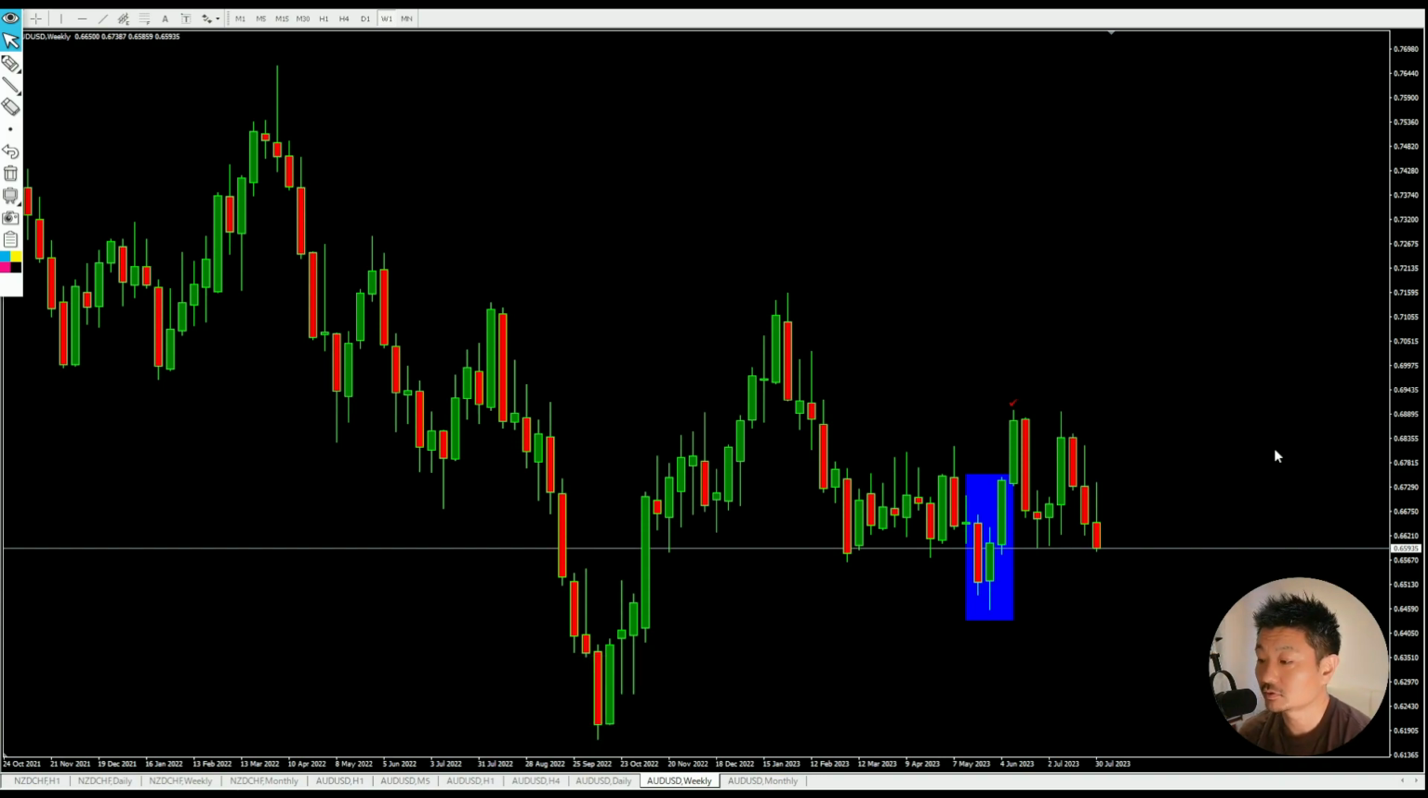Okay, let's cover the Aussie USD. This is a weekly chart. Let me run you by the current setup I'm looking at. So the last weekly long trade that formed was right here, and the last weekly short trade that formed was right here, about a month and a half ago.